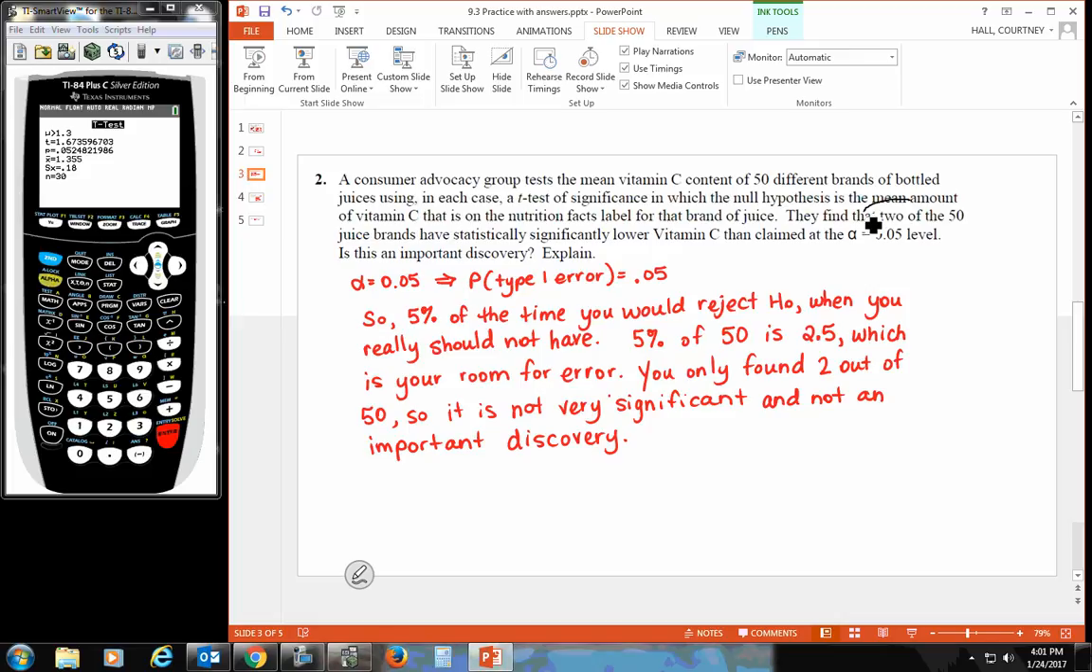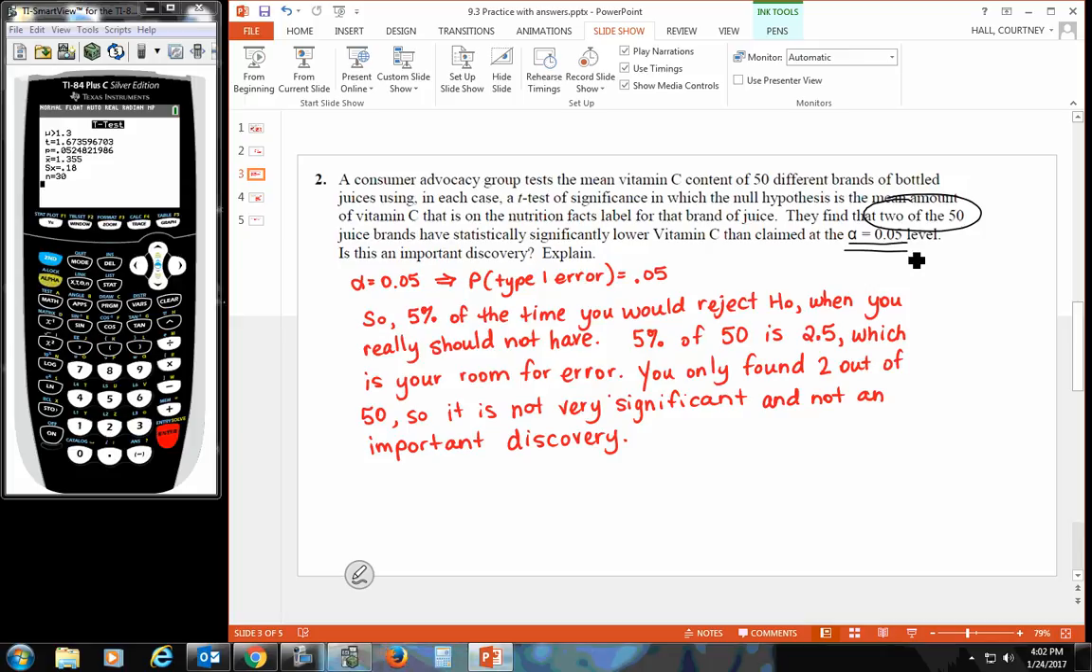So basically they're asking, is it a big deal that 2 out of the 50 basically don't have enough vitamin C? That's kind of how I'm reading it. They find that 2 of the 50 have lower vitamin C. So remember that your significance level is the probability of making a type 1 error. Since they set the significance level to be 0.05, that means we have a 5% probability of basically being wrong. So 5% of the time you would reject the null when you really shouldn't have.